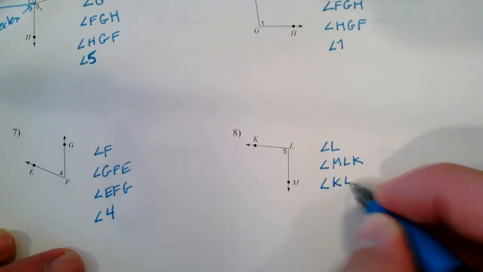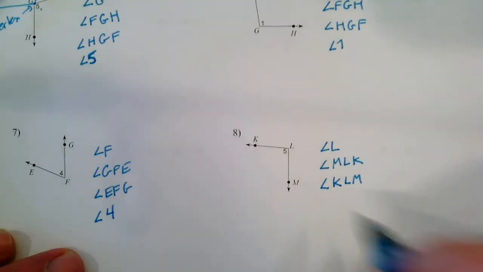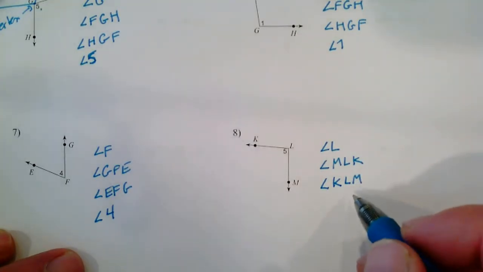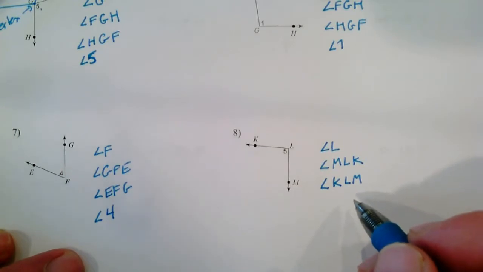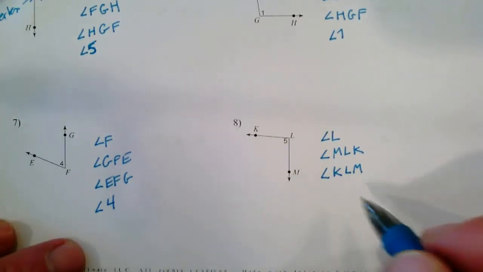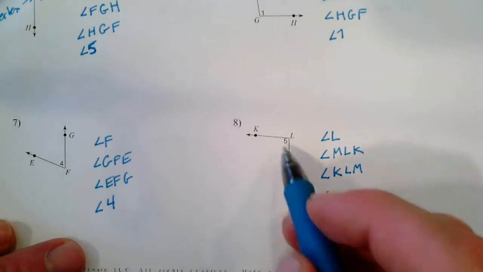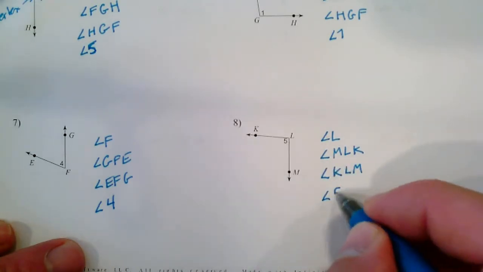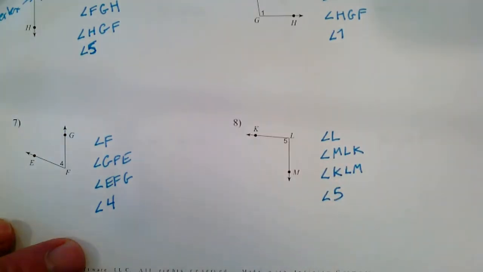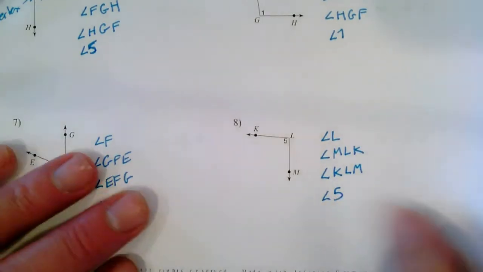Angle KLM. I think KLM, I think those are all 5s on a phone's keypad. So check that out. Alright, or because there's a small 5 inside, we could call this angle 5. Alright, let's go take a look at the back side of our work for today.